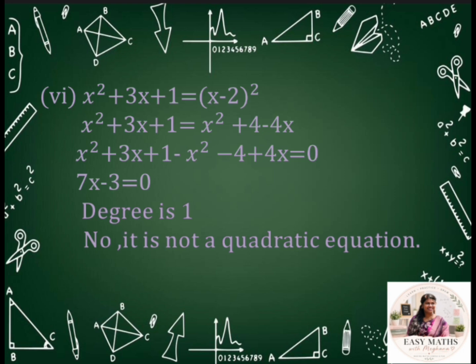Now apply the formula in the RHS side. That is (x minus y) whole square is equal to x square plus y square minus 2xy. That is x square plus 4 minus 4x. Now shift the values in the LHS side. Then you will get 7x minus 3 is equal to 0. Here the degree is 1. Therefore it is not a quadratic equation. This is regarding first main sixth problem.